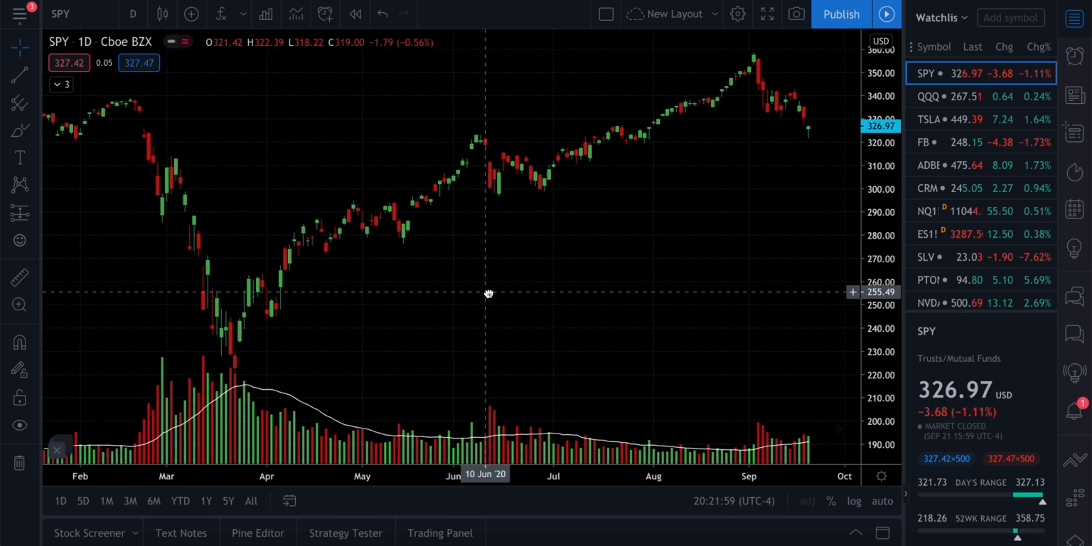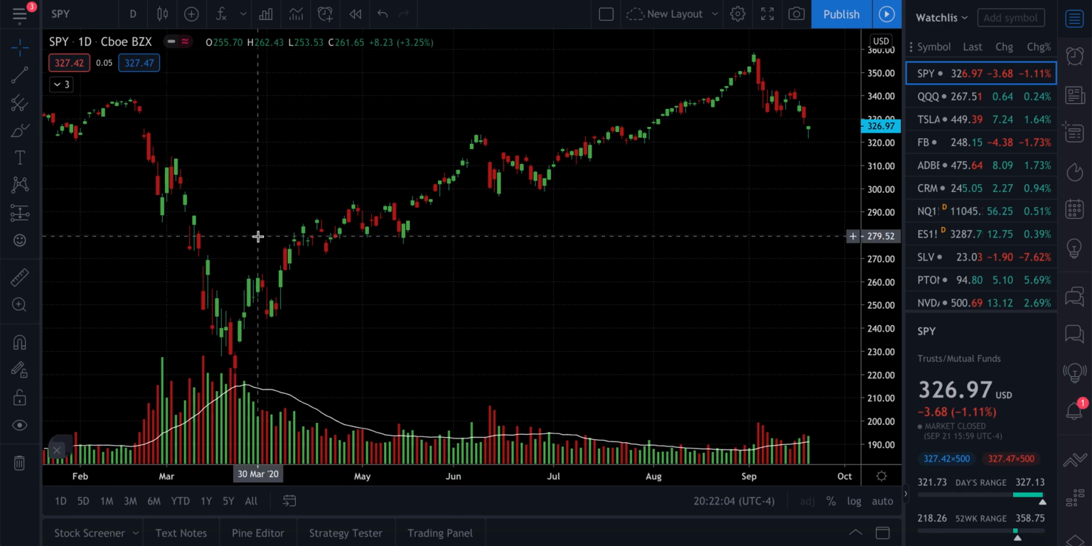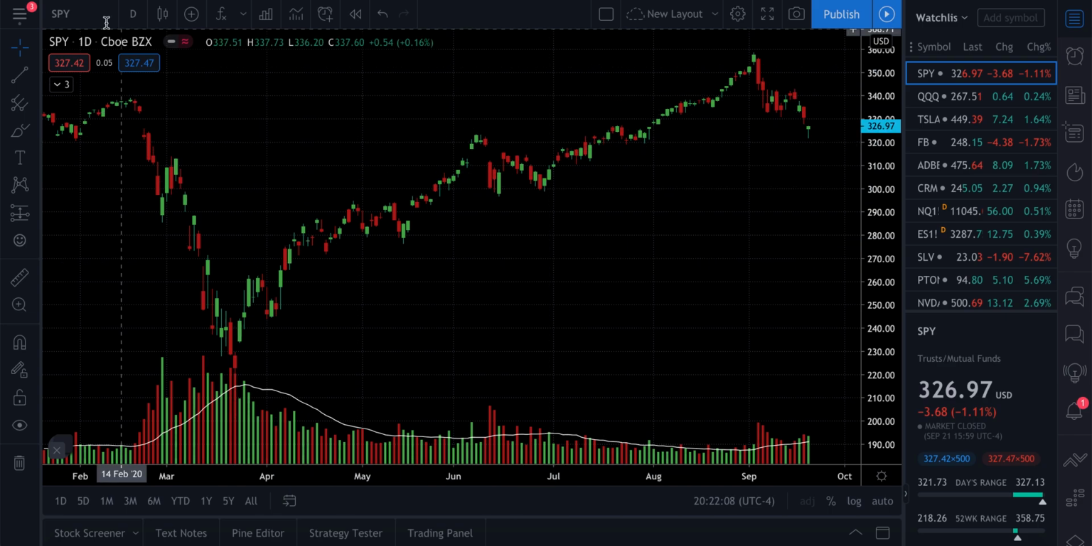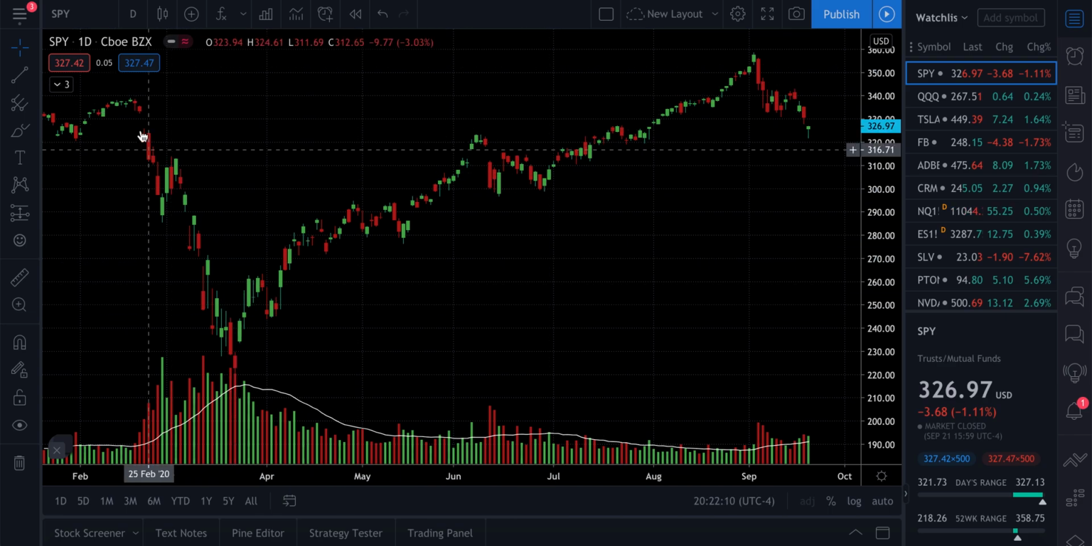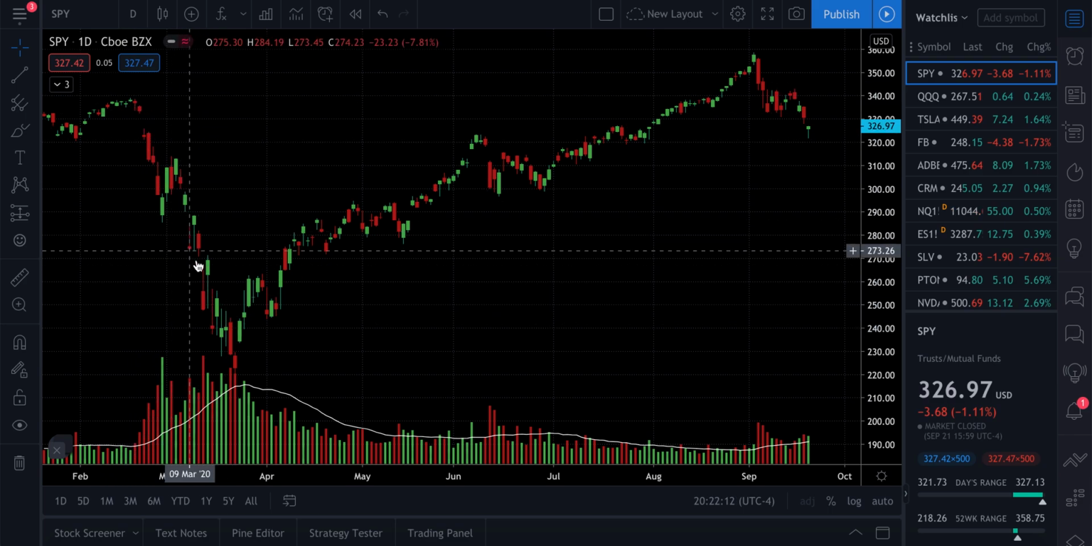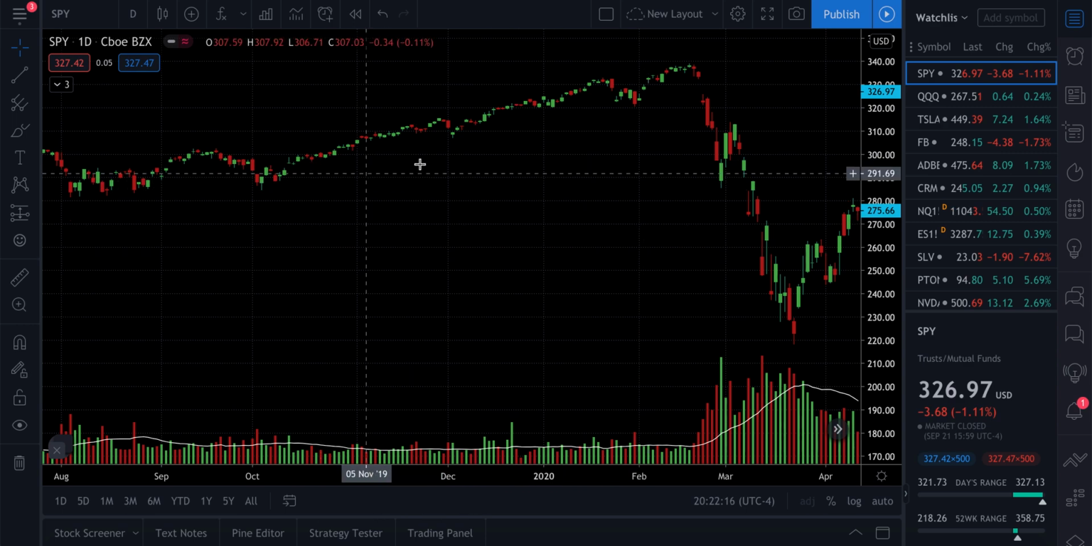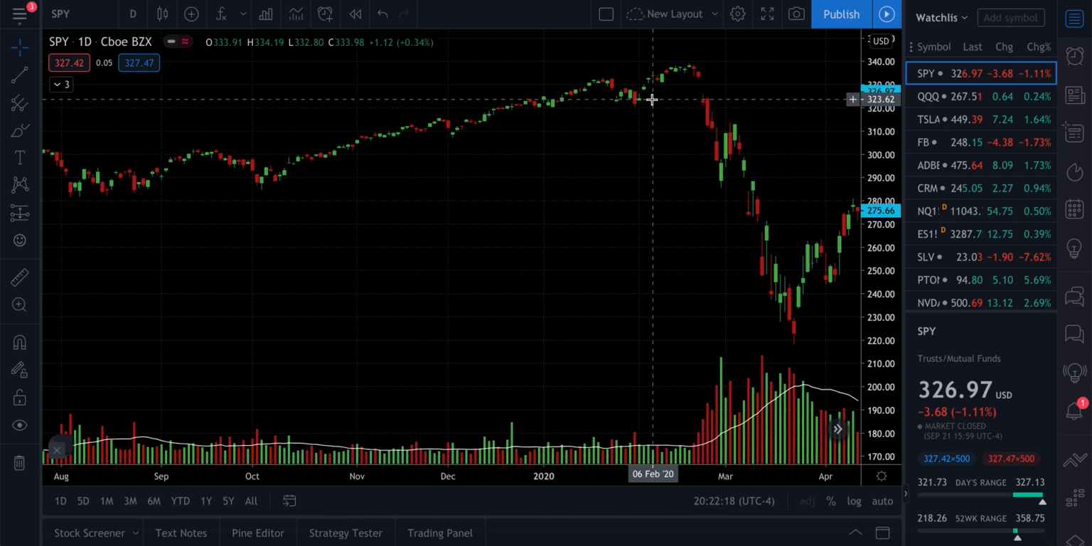So this is SPY, right? What is an uptrend? An uptrend is basically a stock moving higher and higher. This is the daily candle. You can clearly see this is a downtrend, a clear downtrend, and this is an uptrend. Before that, we were in a clear uptrend, right?